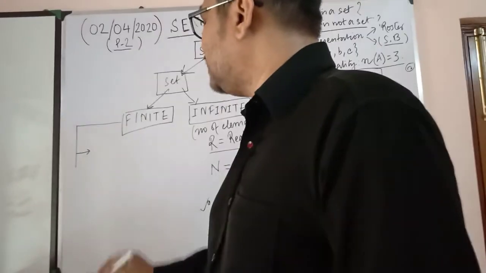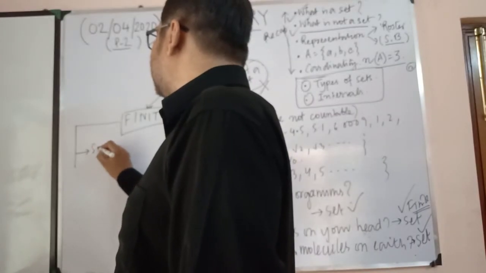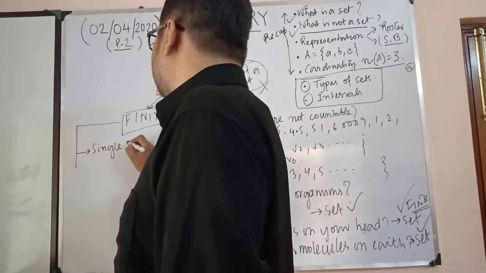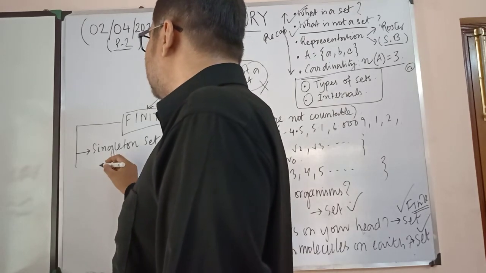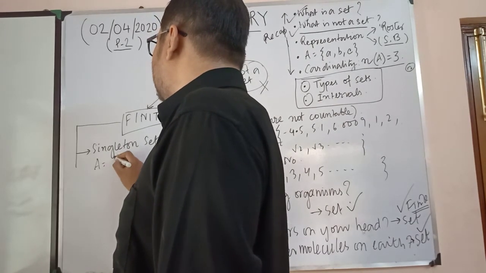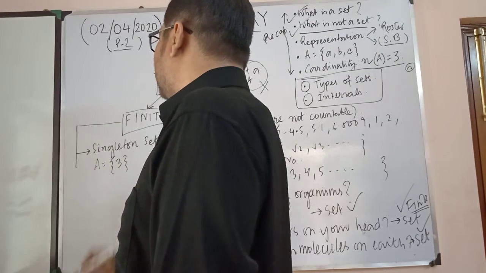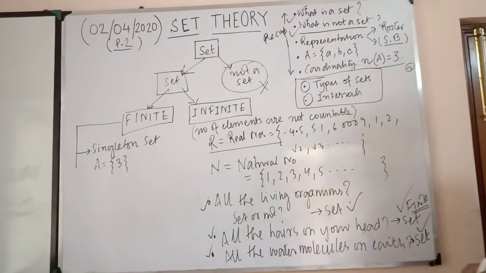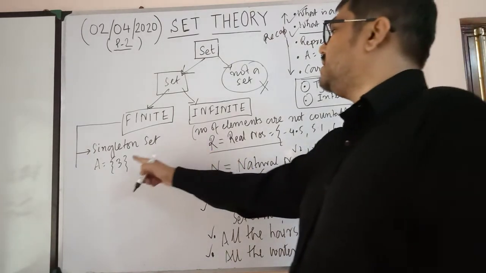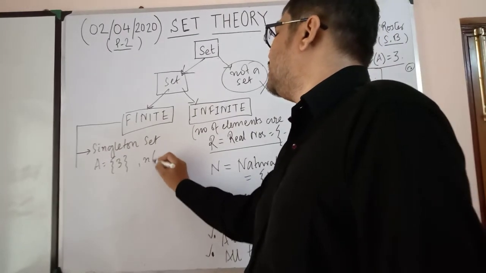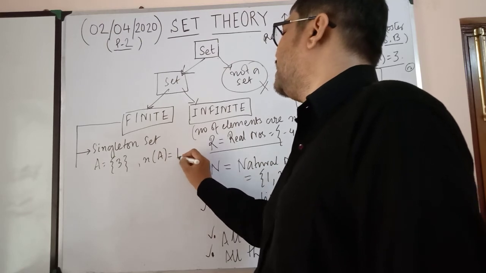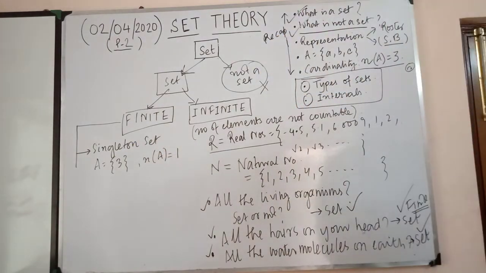Under finite sets, first I'll try to write a singleton set over here. A singleton set means a set containing a single element. A set containing a single element is called a singleton set. That means you get the cardinality of A as 1. So only one element is there, and that is a singleton set.